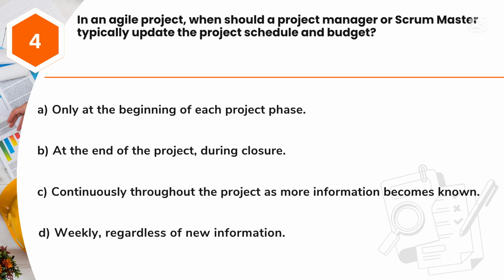Question 4. In an Agile project, when should a project manager or Scrum Master typically update the project schedule and budget? A. Only at the beginning of each project phase. B. At the end of the project, during closure. C. Continuously throughout the project as more information becomes known. D. Weekly, regardless of new information.